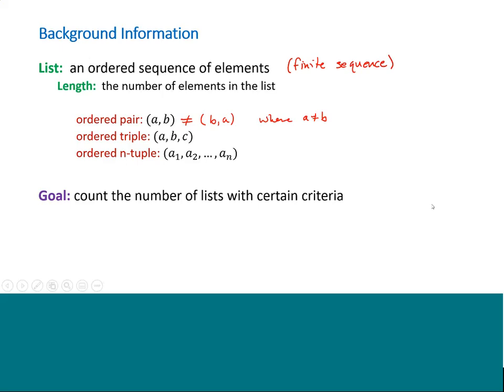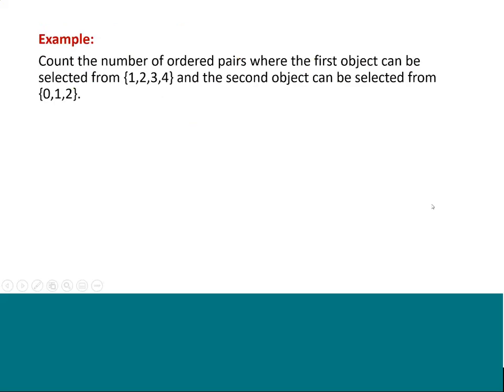So let's actually look at an example. Suppose you have this example, and it says, hey, we want to know how many ordered pairs we have, where the first object in that ordered pair can only be selected from the integers 1 through 4, and the second object in that ordered pair can only be selected from the integers 1 through 2. Now, at the end of the day, the answer to this is going to be how many ordered pairs we have.